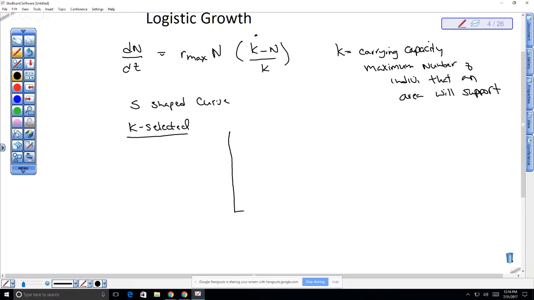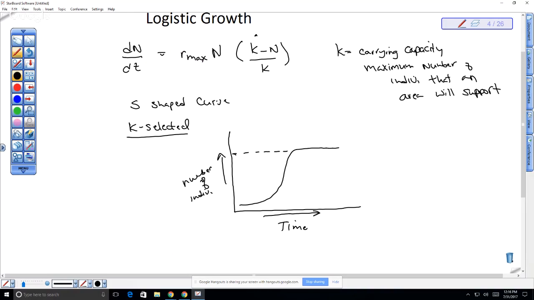If we look at our graph, this is one of the graphs that you need to be able to sketch on the final exam. This is number of individuals or population size. Population size would increase, and instead of seeing that J-shape, we start to see this S-shape. It comes up here and then starts to level off. This is the S-shaped curve. Oftentimes with logistic curves, you also see a dotted line. This dotted line comes across, and this is the carrying capacity. So K is equal to that dotted line.